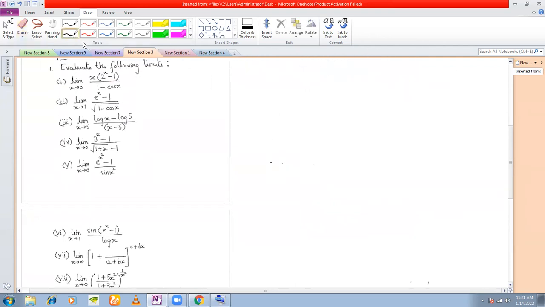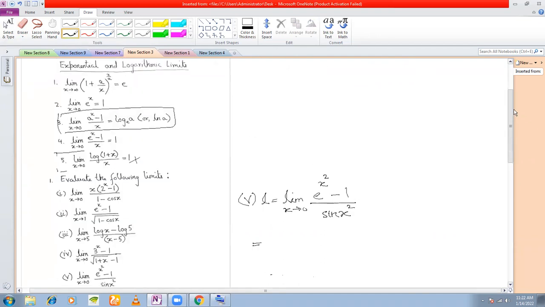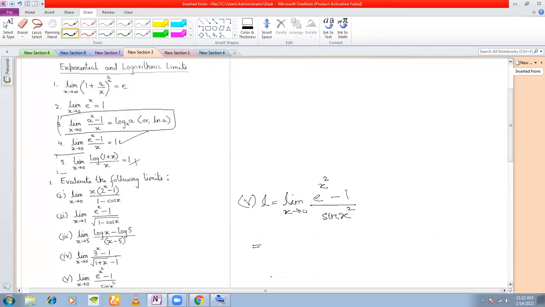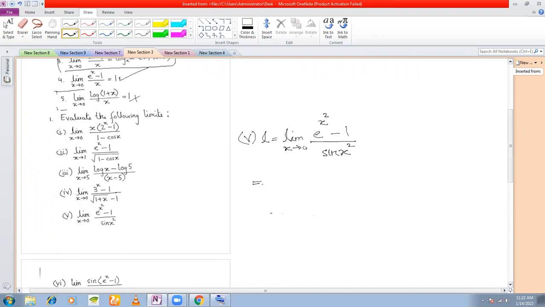Next question is number 5. The given limit here is limit x tends to 0, e to the power of x square minus 1 divided by sine x square. Now this here, e to the power of x minus 1 by x, this is the standard limit that we are going to use. And sine x by x is equal to 1. These two are the standard limits that we are going to use.